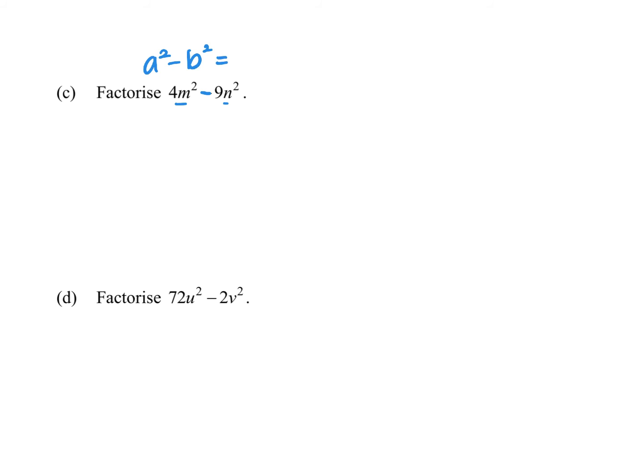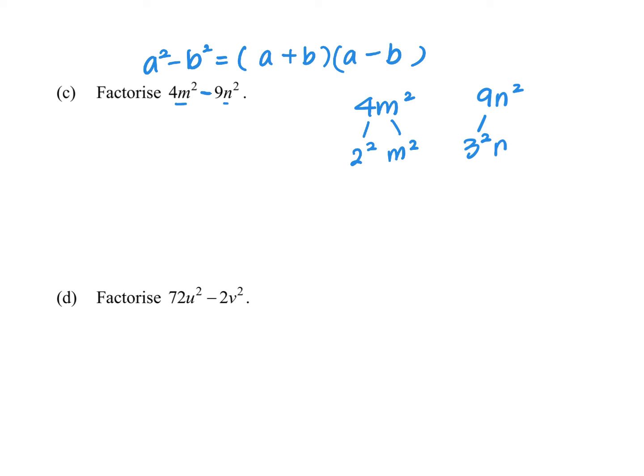can be factorized into how many brackets? We'll have 2 brackets. How many signs? 1 plus, 1 minus, and that will be a plus b, a minus b. Alright, so how do we know that? First one, 4m squared. What is the square root of 4? What times what gives me 4? This is actually 2 squared, and this one is of course m squared. What about the number 9n squared? 9 is actually the number 3 squared, and n is n squared. So this is actually (2m) squared and (3n) squared.